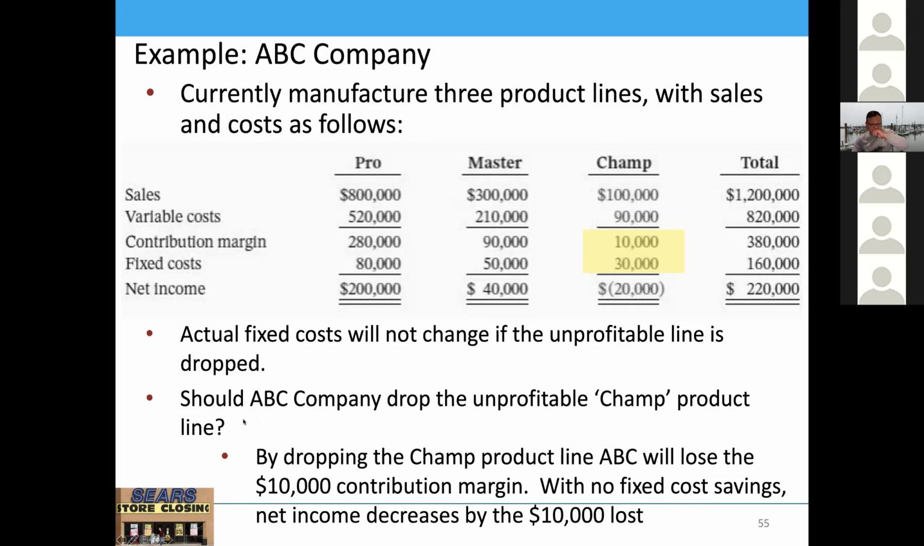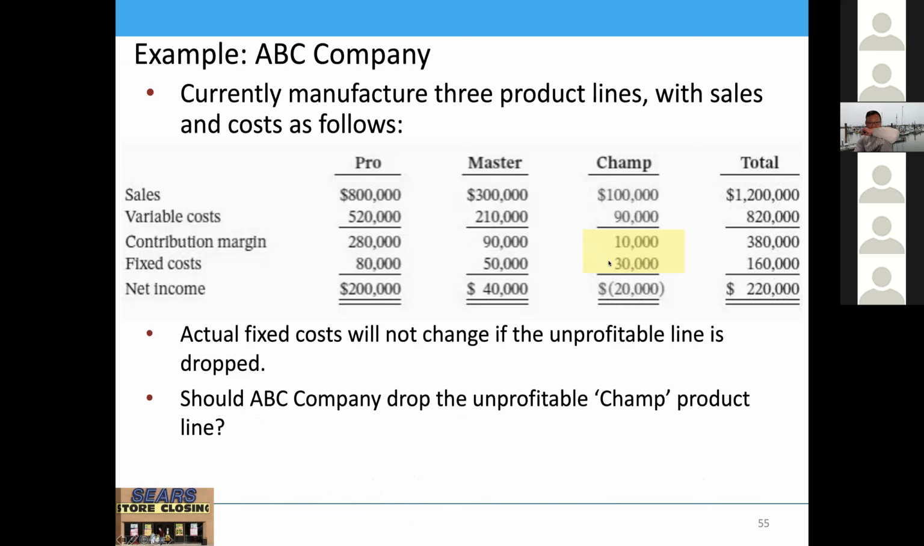So the question is, should ABC company drop the unprofitable production line? Should we drop it? By dropping the production line, oh, did I tell you this answer already? Okay, so should we drop this line or not?